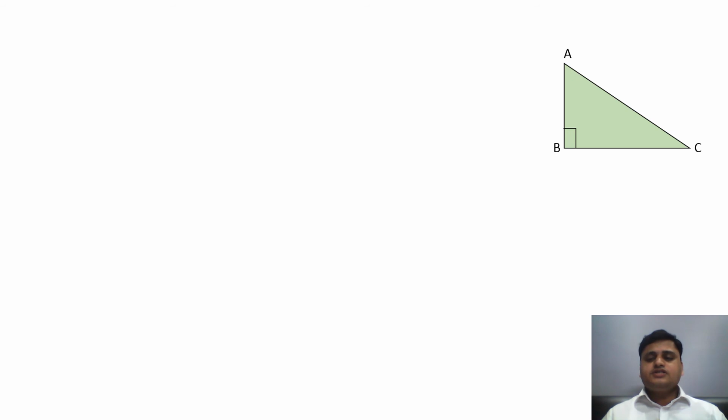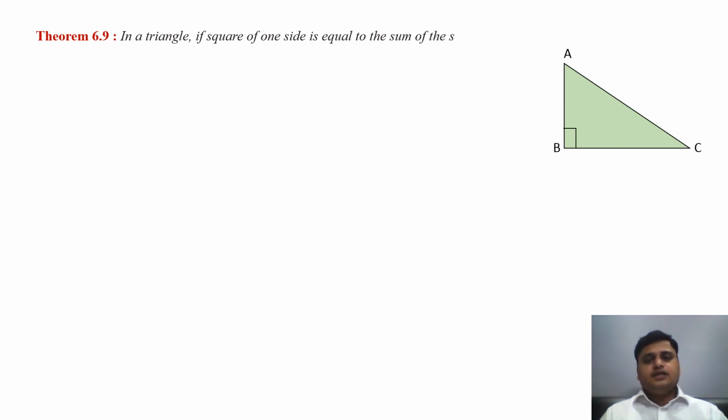See, this is the converse of the Pythagoras theorem that we are going to prove. We will only read the statement of this theorem. This is known as theorem 6.9. The previous one we did was the Pythagoras theorem, so there is a big difference between the converse and the Pythagoras theorem. In Pythagoras theorem, a right angle triangle was given, and we needed to prove the square of the hypotenuse is equal to the sum of squares of the other two sides. But here it is given that in a triangle the square of one side is equal to the sum of squares of the other two sides. Then we need to show this triangle is a right triangle.